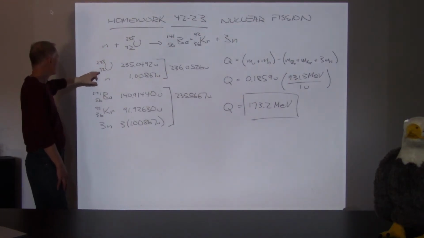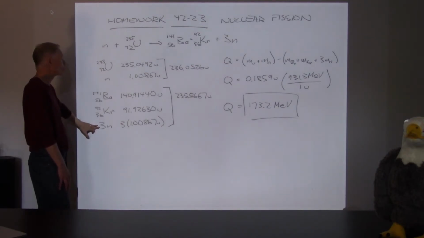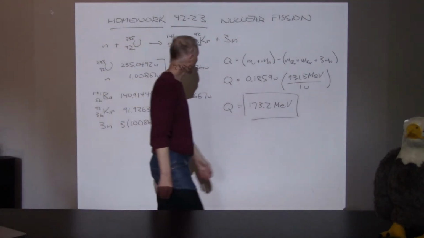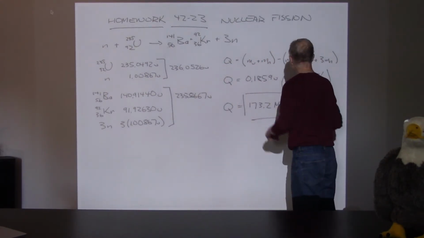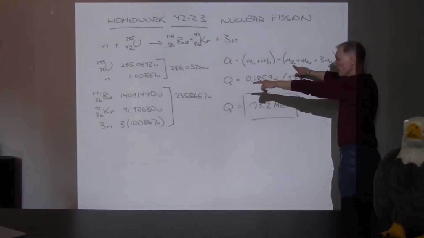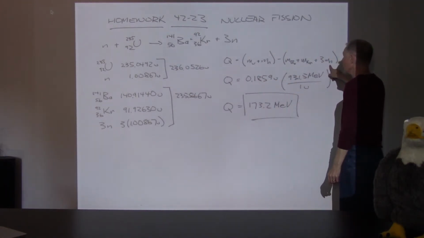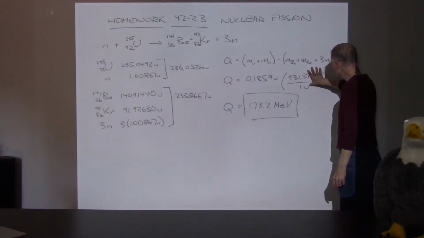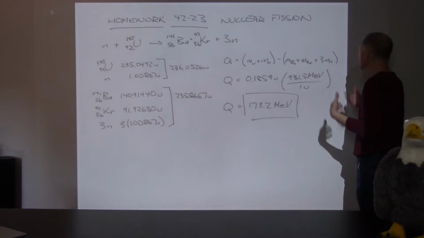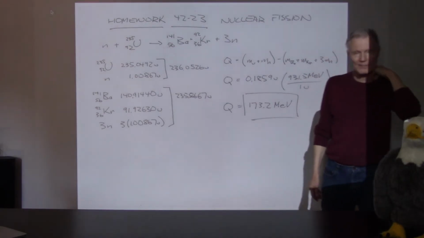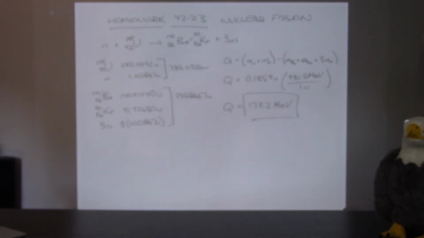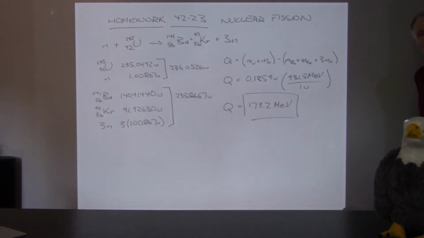Now, going through and writing down the masses for everything here, there's the neutron going in, here are the 3 neutrons coming out. And what we find, here is the Q value. I'm taking the mass of the uranium and the neutron going in, and subtracting the mass of the barium, the krypton, and the 3 neutrons coming out. There's the missing mass, there's my 931.5 MeV conversion factor, and the Q value I got for that reaction, 173.2 MeV. That's a big deal. That's a lot of energy that's being released.